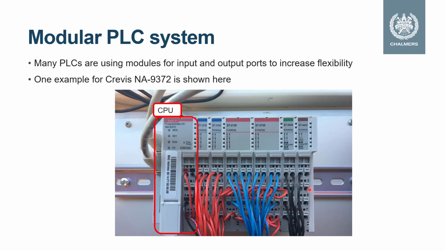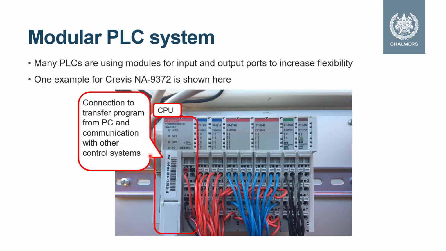In this system, we have the CPU here, where the program is run. Here we have two Ethernet cables, and they are used for communication with the PC that's used for programming. It can also be used for monitoring. And we can also have an Ethernet cable for connection to other control systems. We also have a hardware stop and reset on the physical PLC system here.